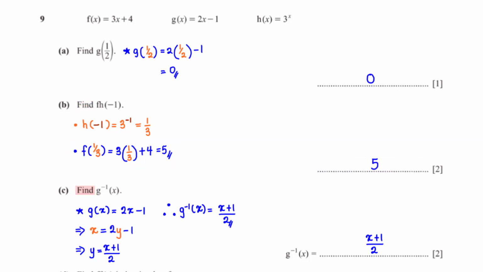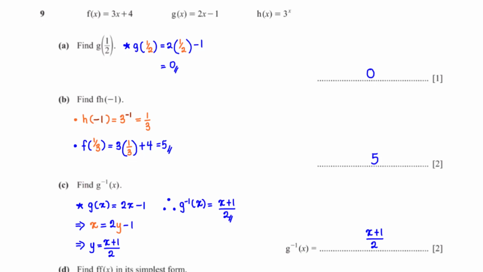Find g inverse of x. We've been given g of x to be 2x minus 1. So first, we replace g of x with x and replace x with y. When we make y the subject, this is what we get. This expression we have for y is the same as g inverse of x. So g inverse of x is also equal to x plus 1/2.